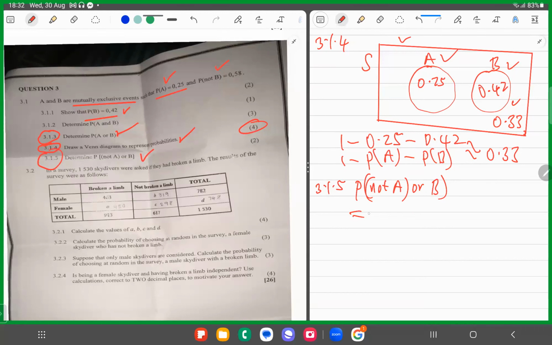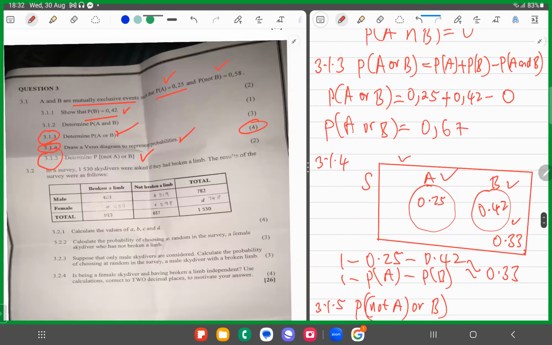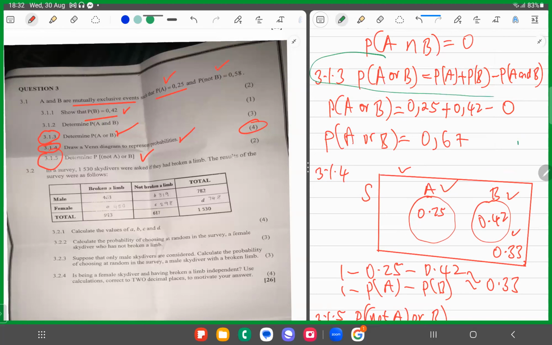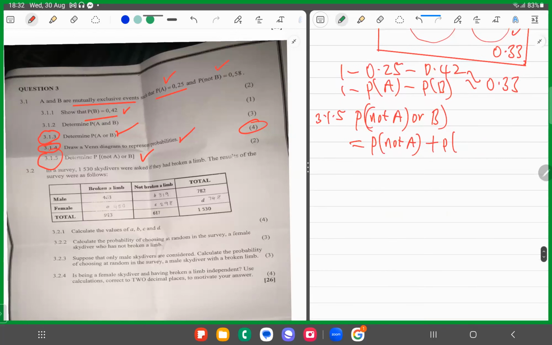which is what? The probability of not A or B is the probability of not A plus the probability of B, so we're using this formula. I'm going to encircle this one in green. The probability of A or B is the probability of A plus the probability of B minus the probability of A and B. So we use the same thing.